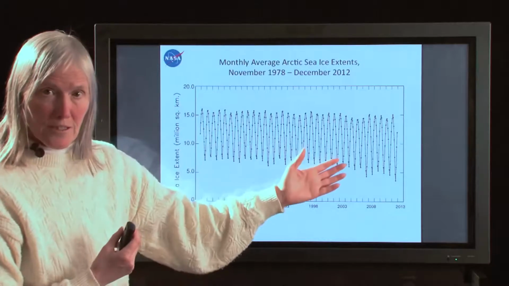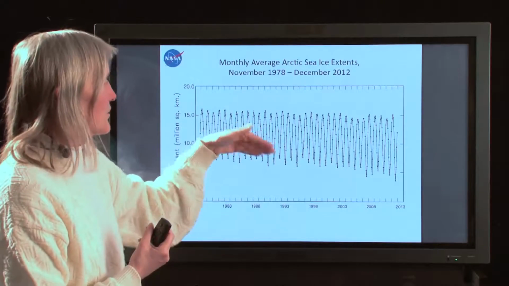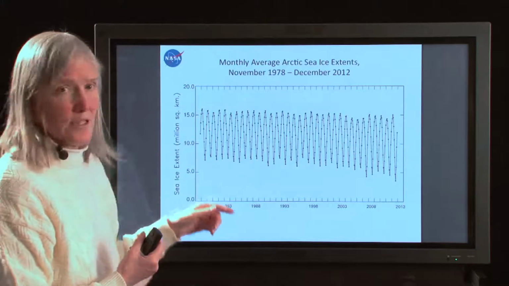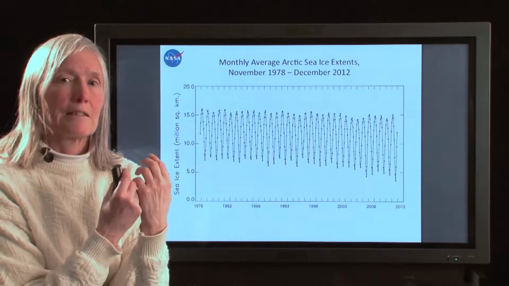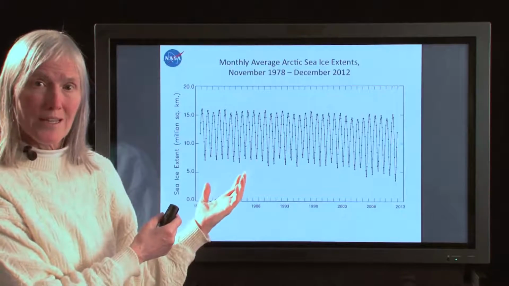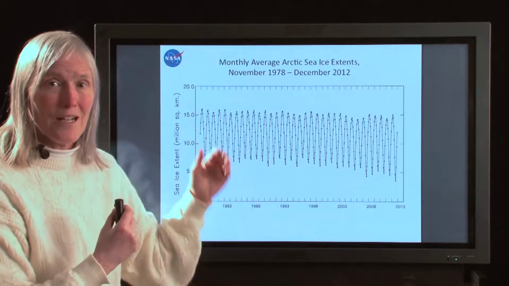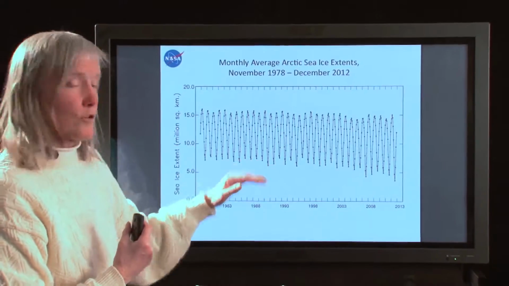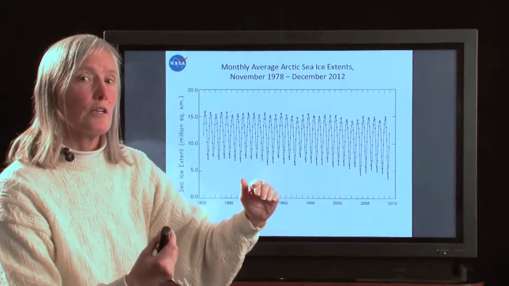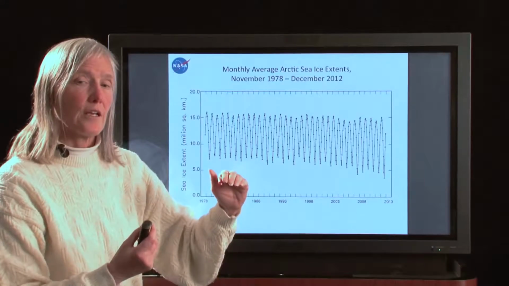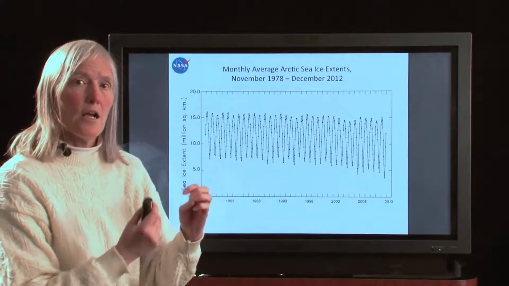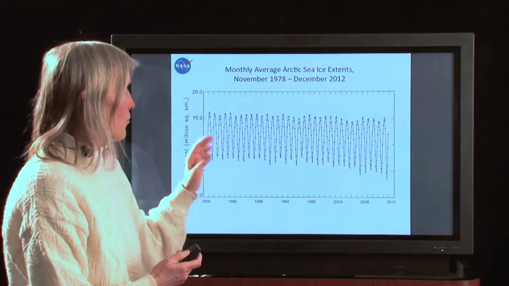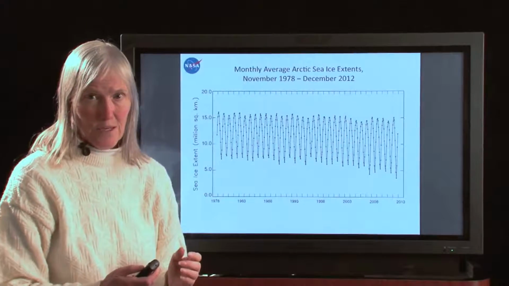Now, when you look at this plot, because the seasonal cycle is so strong, so much more ice in the winter than in the summer, that's kind of what comes out in a plot when you see the monthly averages. That's the big thing that comes out. Way more ice in the winter than in the summer. However, in addition to the seasonal cycle, we're interested in how it has been changing over time. And so we want to remove the seasonal cycle.